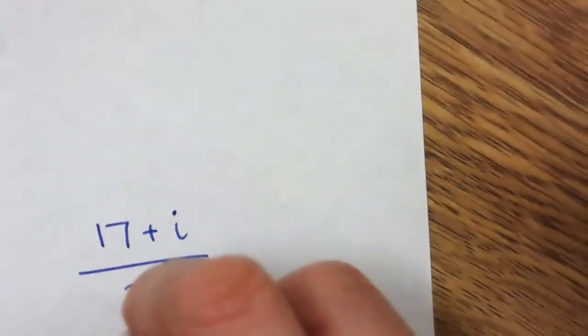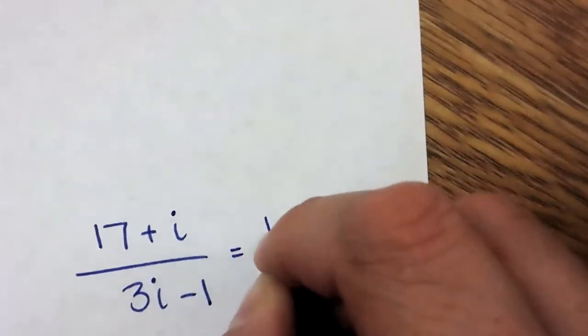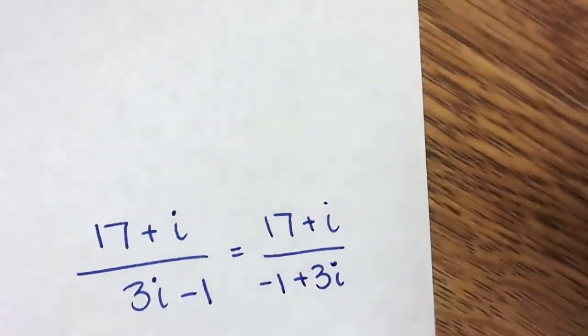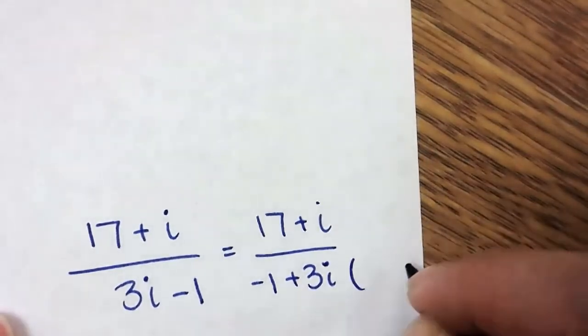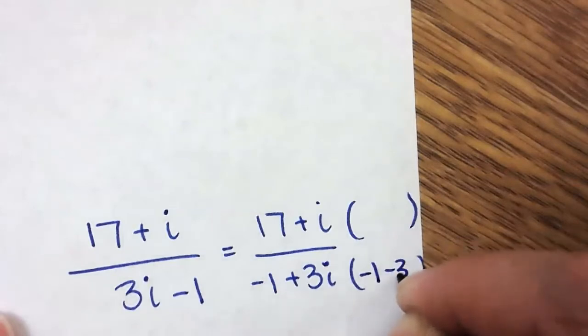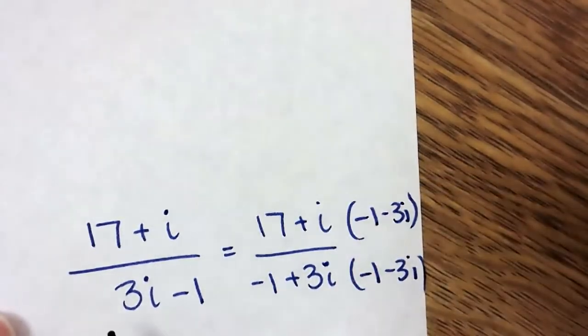The last thing with simplifying complex numbers that I recall having some issues with is rationalizing the denominator. So that would be like if you had 17 plus i over 3i minus 1. That is really the same as 17 plus i over negative 1 plus 3i. And to rationalize the denominator, you only multiply by the reciprocal of the imaginary. So you're going to multiply top and bottom by negative 1 minus 3i.